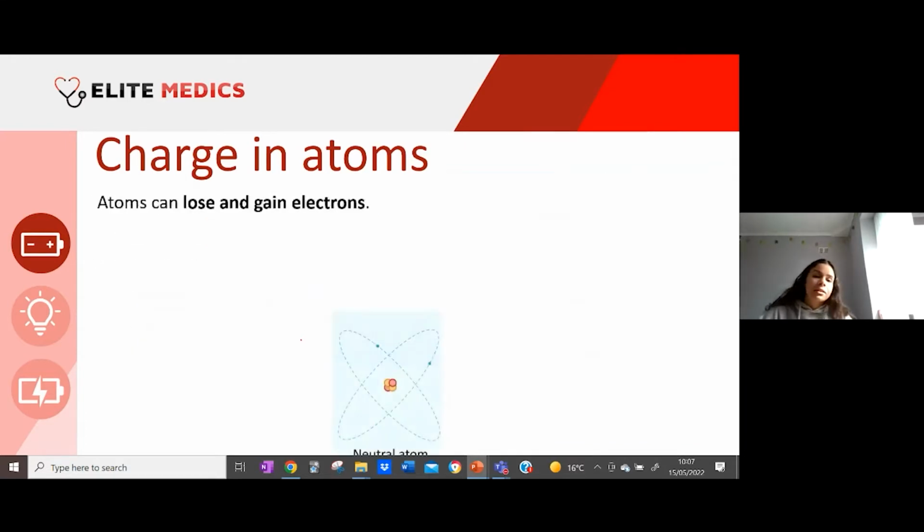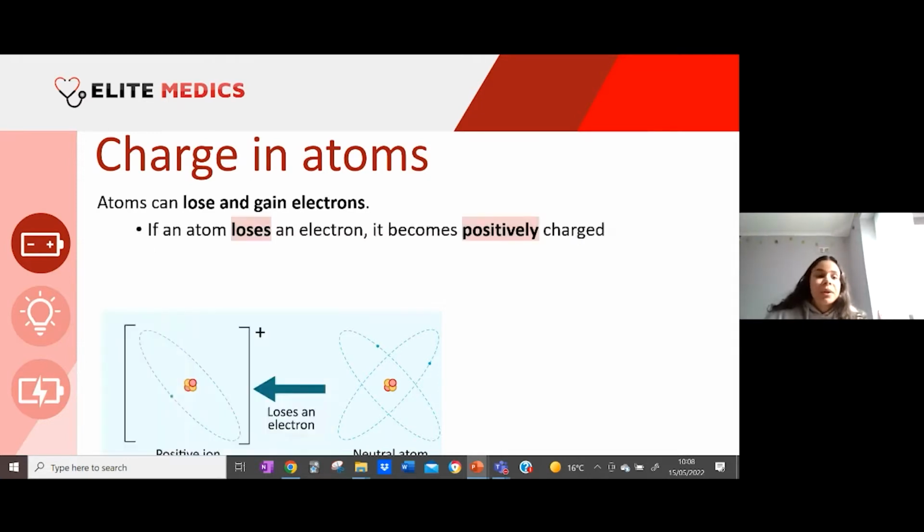So atoms can gain or lose electrons, and then that results in our atom becoming an ion and gaining a charge. So if an atom loses an electron, it becomes positively charged because our electron has a negative charge. And if we lose that negative charge, we've got a positive ion. So you can just see here, the atom has lost one of these electrons and it's become positively charged.